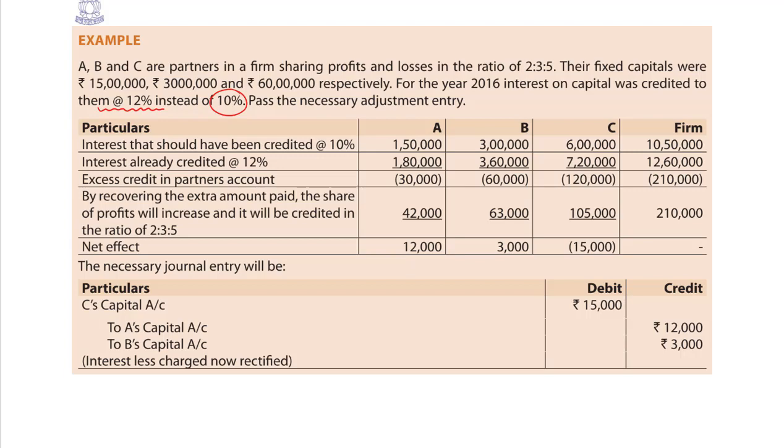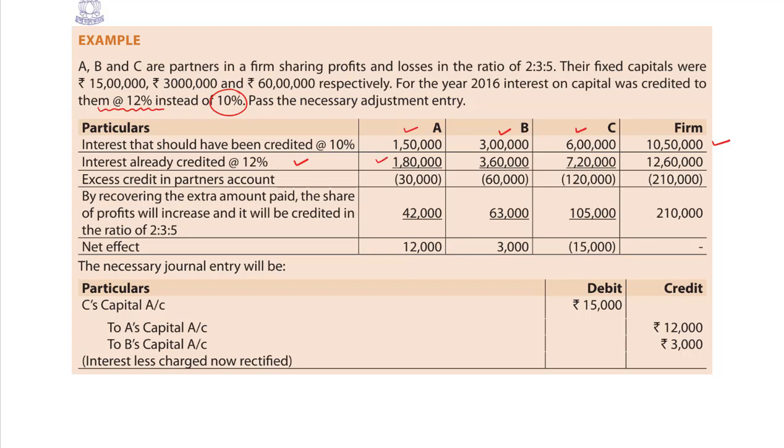Interest that should have been credited at the rate of 10%: 15 lakhs multiplied by 10% is 1,50,000. 30 lakhs multiplied by 10% is 3 lakhs. 60 lakhs multiplied by 10% is 6 lakhs. 6 lakhs plus 3 lakhs plus 1,50,000, the total is 10,50,000.